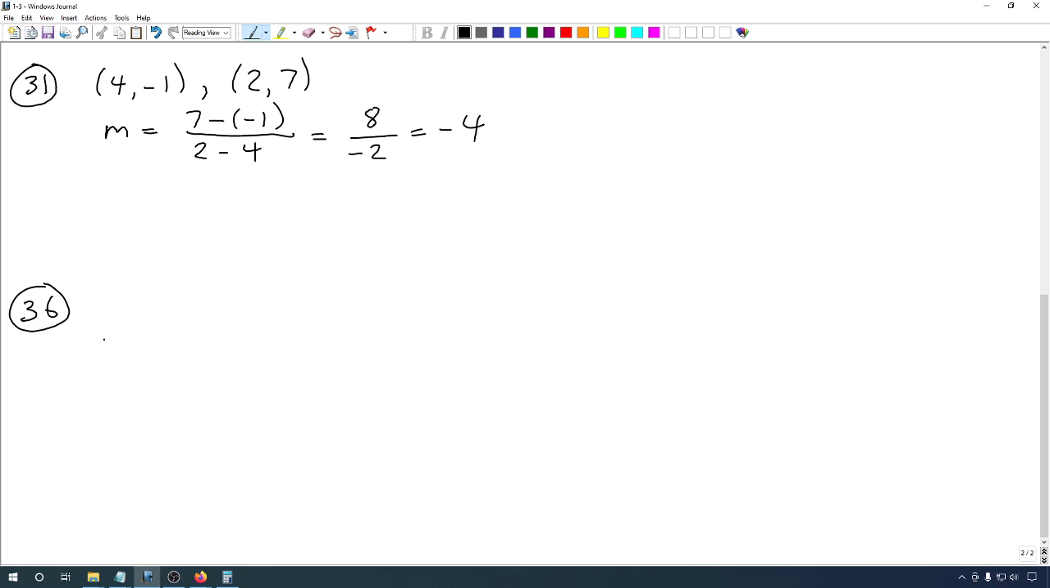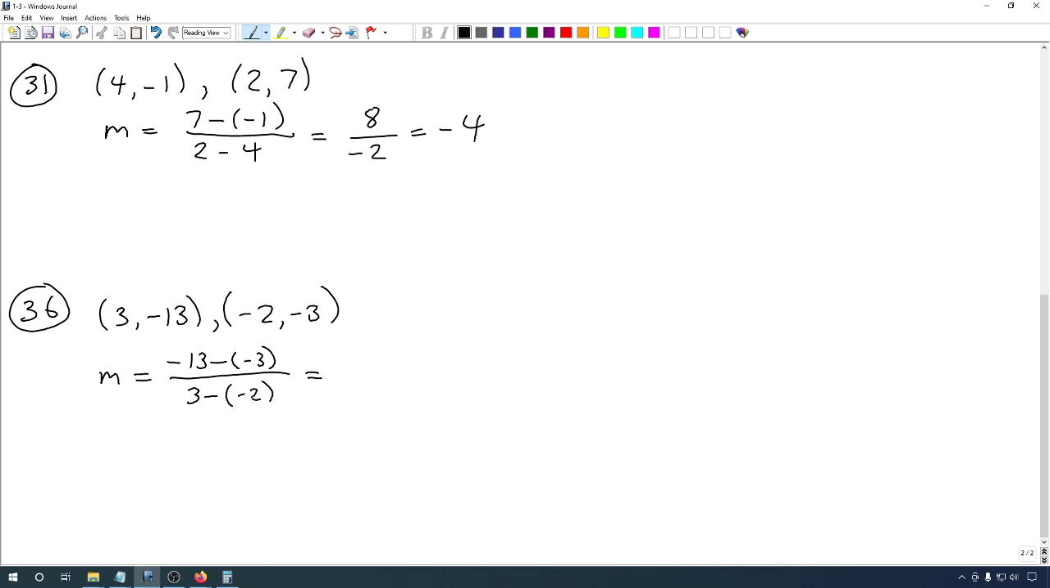Let's do problem 36. This time we have the points (3, -13) and (-2, -3). We do the same process. This time, I'm going to pick the -13 first, and I'll subtract the -3 from it, so the difference between our y's. Then we have to pick the 3 first, and subtract the -2 from it.